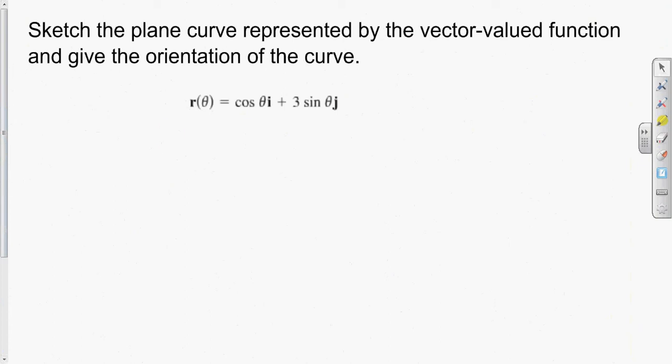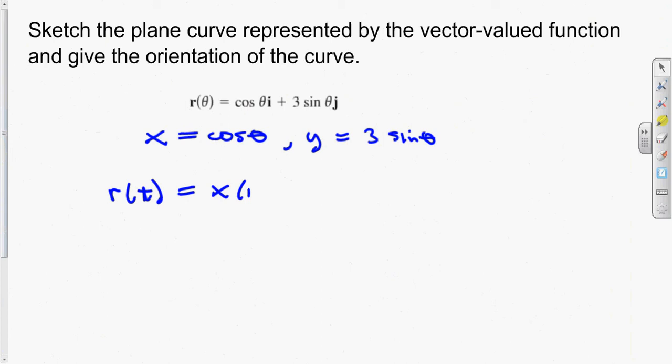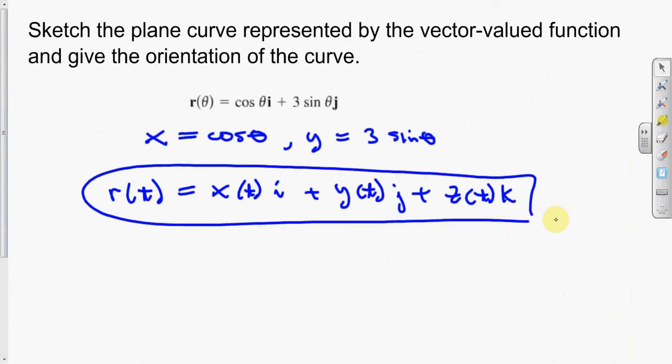So here we're going to sketch this. Again, x is equal to cosine theta, y is equal to 3 sine theta. Now, why do we say x is that and y is that? Because here the functions r of t, that's how they're defined. This is always x of t i plus y of t j plus z of t k. So that's the definition of that position or path vector.